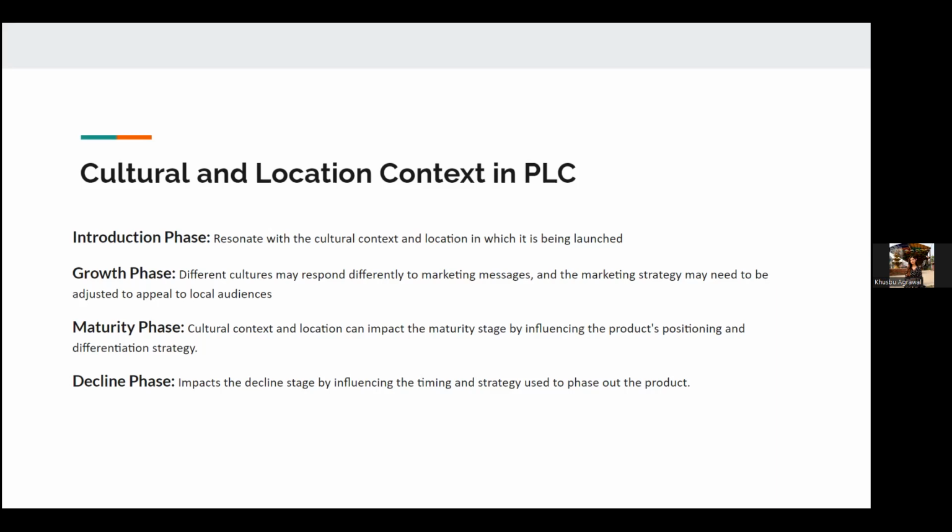So overall, the understanding of cultural context and location-specific factors that impact the product life cycle stages of Worldlink services is crucial in developing effective marketing strategies. By taking into account these factors, I think Worldlink can tailor its marketing efforts to better meet the needs and preferences of customers in different locations, which can lead to greater success in each upcoming stage of the product life cycle of Worldlink. Thank you. That was for my part.